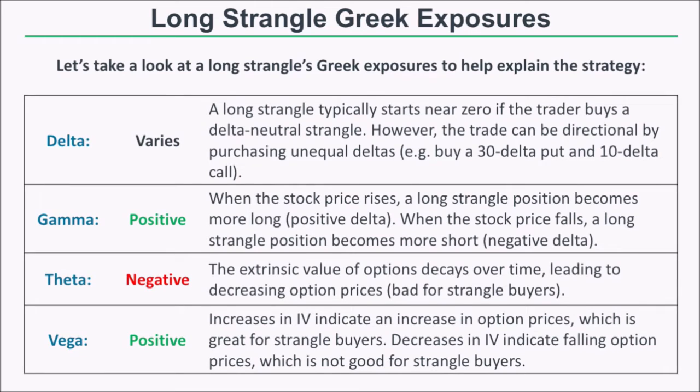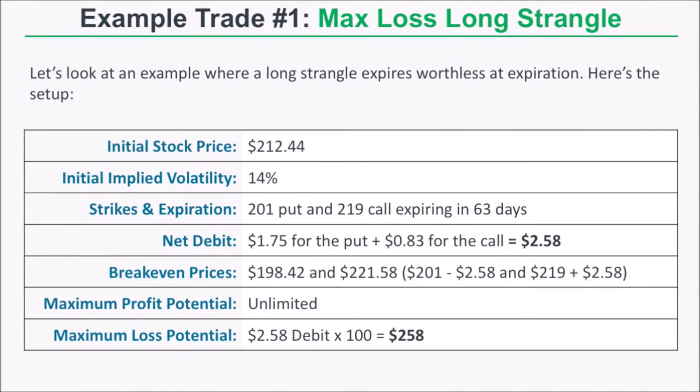So now let's get to the fun stuff and actually look at real long strangle trade examples to demonstrate to you what I just explained. Alright, so the first example we're going to look at is a maximum loss long strangle, and obviously that happens when the stock price is between the long call and long put strikes at expiration.